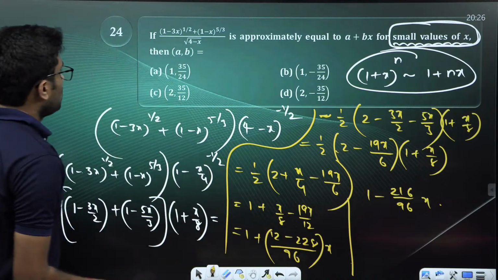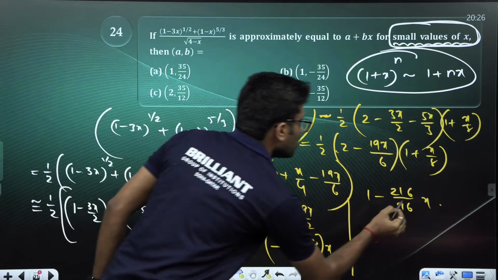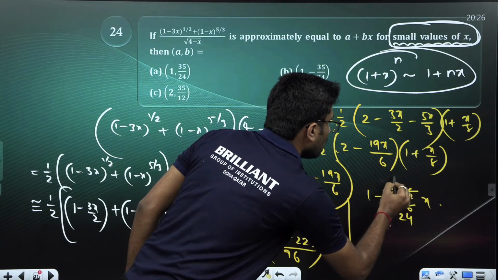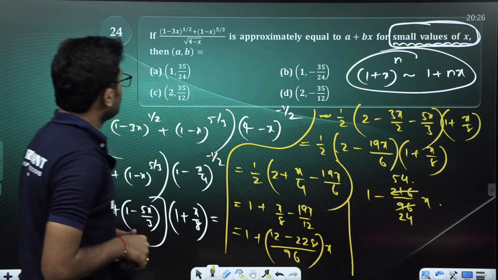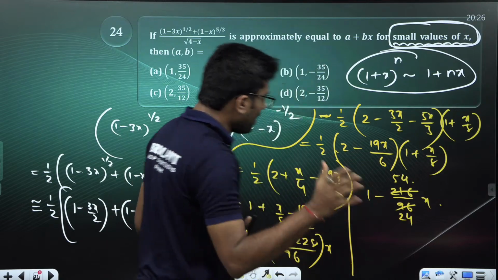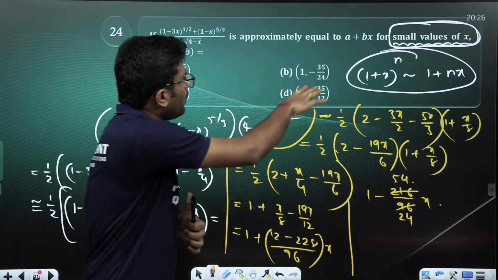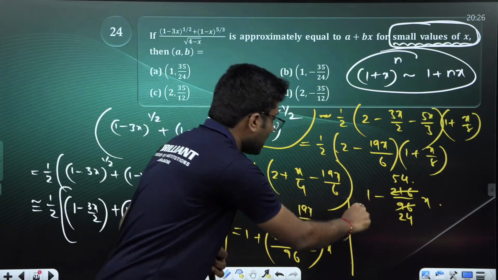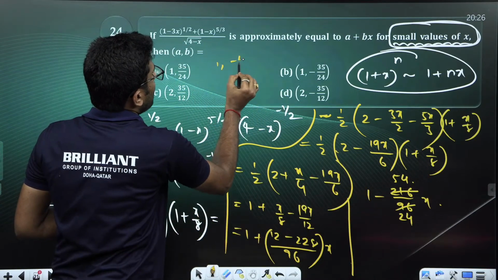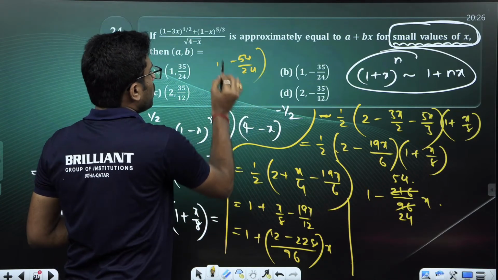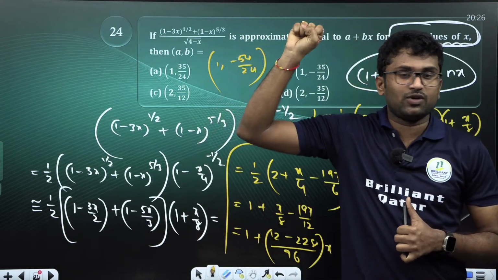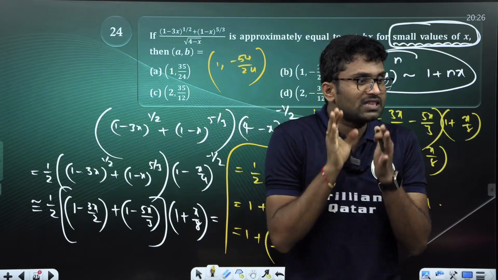So that's it. If you are going to divide by 4, 4 2s are 8, 4 4s are 16, 4 5s are 20. There might be a small error in the option. So now if you compare these two equations, guys, 1 comma minus 54 by 24. Have you understood, guys? The thing is so simple.